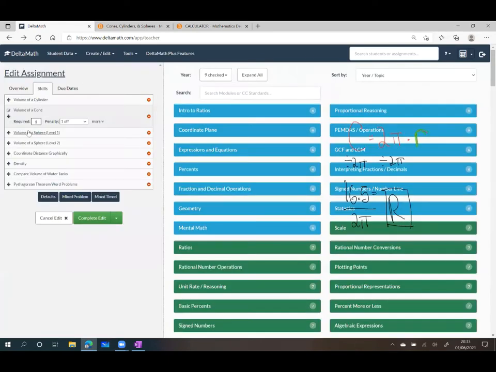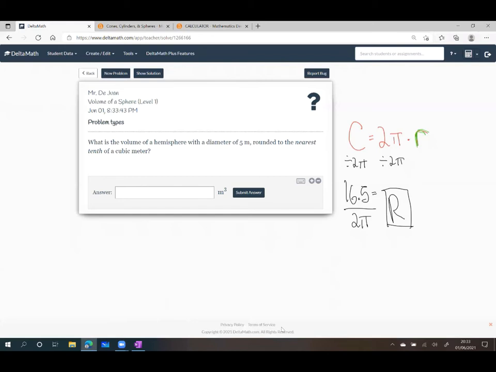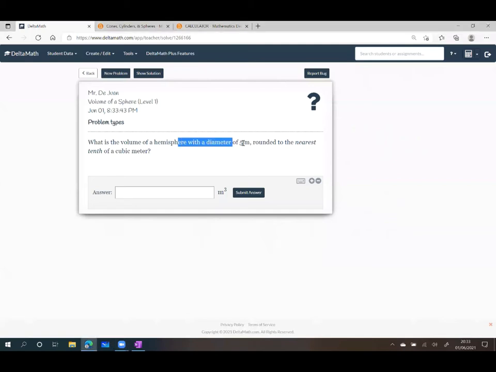Okay. Looking at the next question right here, the volume of a sphere. Now, with the sphere, you do not need the height. All you need is the radius. And this question is giving us, once again, the diameter. And what do we know about the diameter? It is half of the radius. So our radius is 2.5, because 5 divided by 2 is 2.5, which is the information that we need.